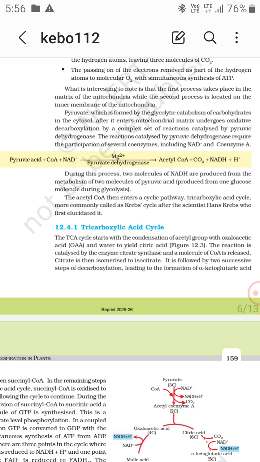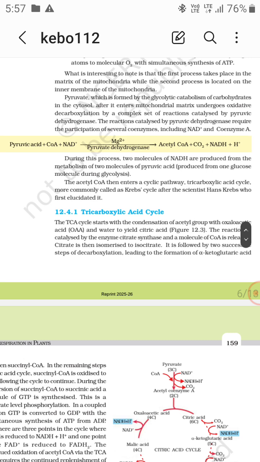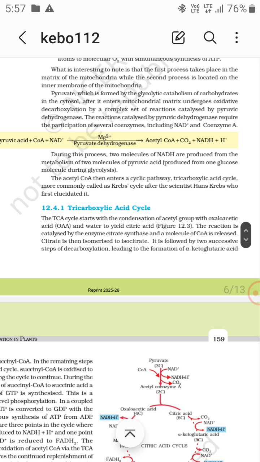So the reaction catalyzed by pyruvic dehydrogenase requires the participation of several coenzymes including NAD plus and coenzyme A. So pyruvic acid plus coenzyme A plus NAD plus, in presence of magnesium 2 plus and pyruvate dehydrogenase, forms acetyl coenzyme A, CO2 plus NADH plus H plus. Okay.